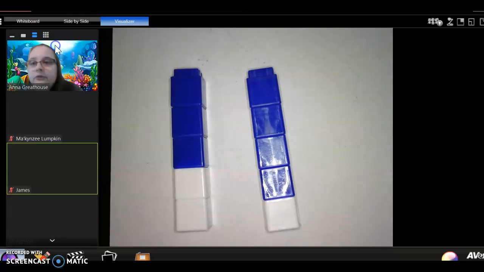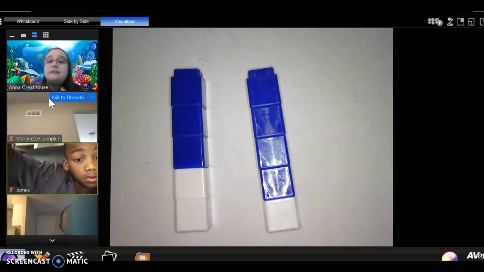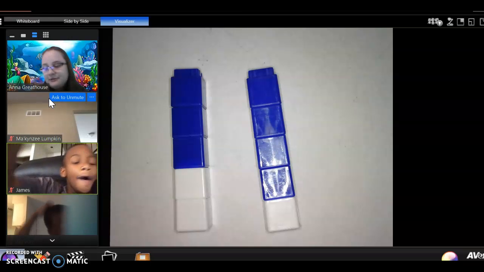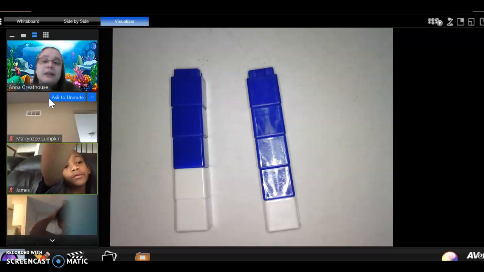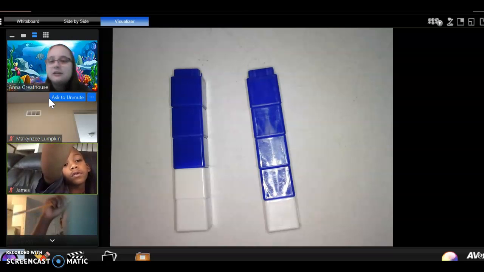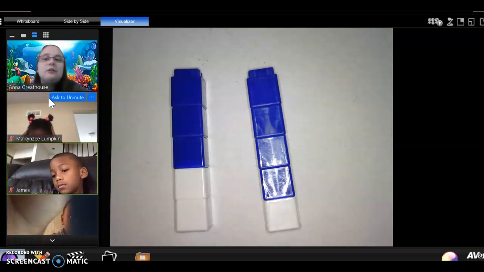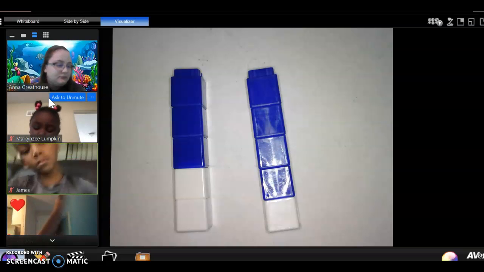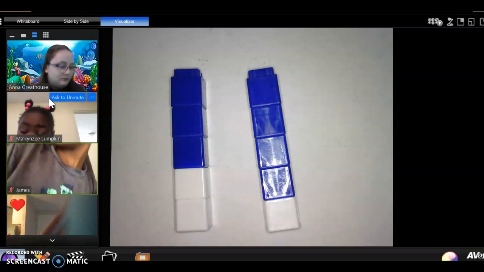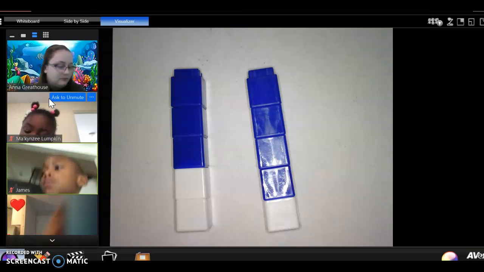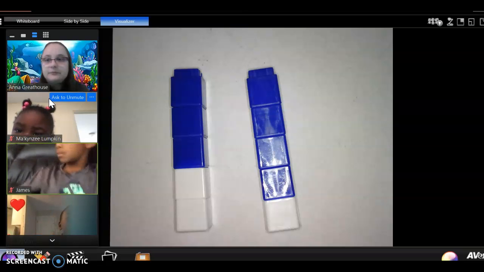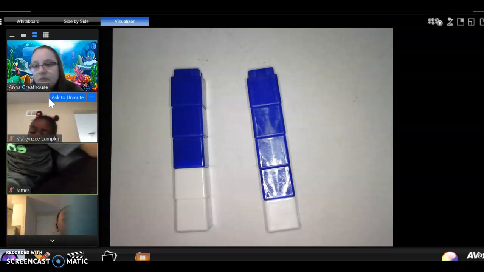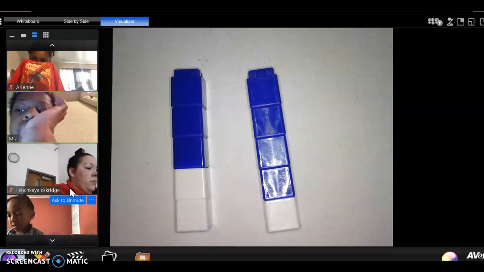Then I'm going to call on a few friends to tell us something that is the same, so a similarity, and something that is different, so a difference. So you're going to be looking for things that are the same about the two sticks and things that are different. And if you need to write something down so you don't forget it, go ahead and do that. Okay, friends, remember to stay on mute.